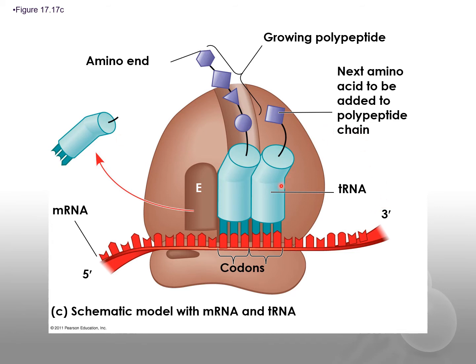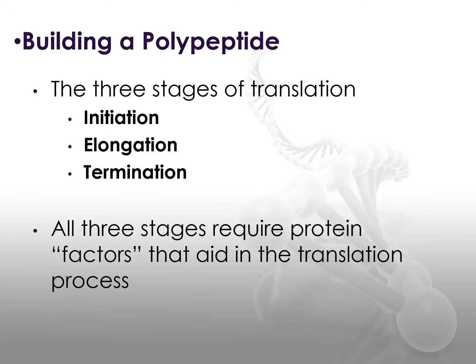You can see the A site is holding on to a charged transfer RNA, which holds the next amino acid in the polypeptide chain. And this we can see is the growing polypeptide chain. Eventually, this circle amino acid is going to be attached to this end of the diamond or square amino acid, and then the whole peptide will be in the center. We'll look at this process as we go through.